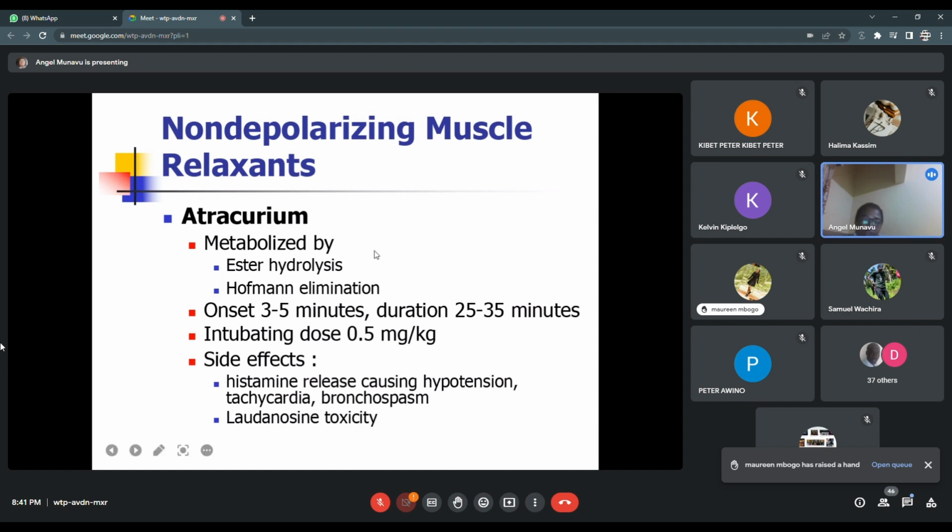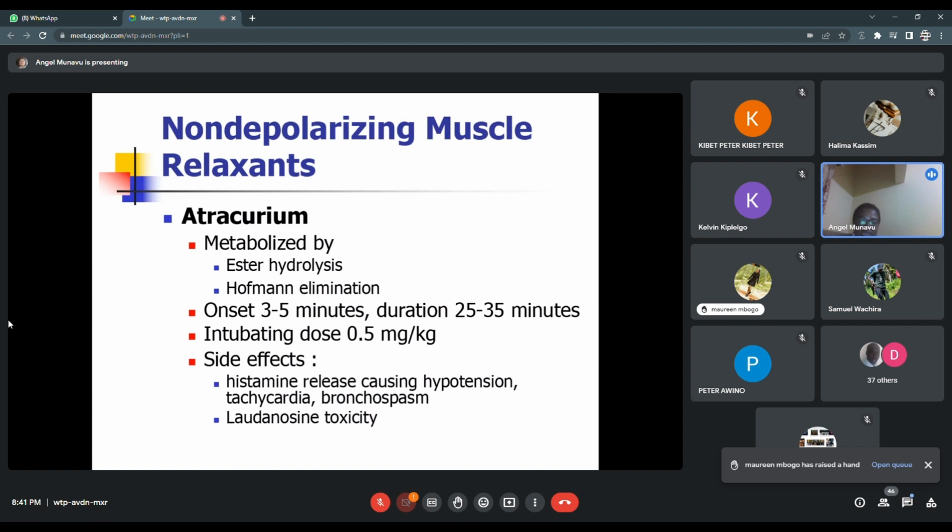The onset of atracurium is 3 to 5 minutes and the duration is about 25 to 35 minutes. And this is the intubating dose. If you have to intubate with it, you give 0.5 milligrams per kg. But normally, even for maintenance of that paralysis, we just give 0.5 milligrams per kg.